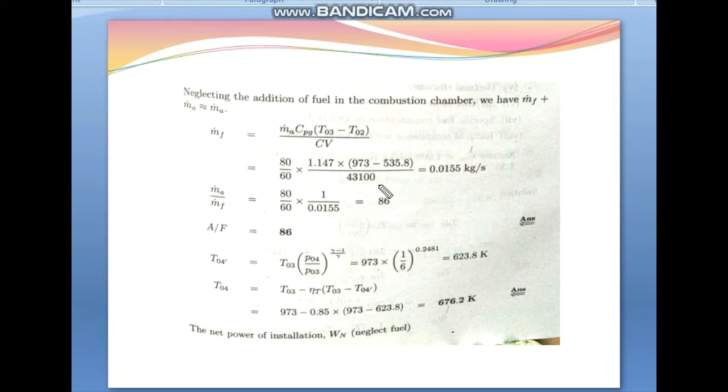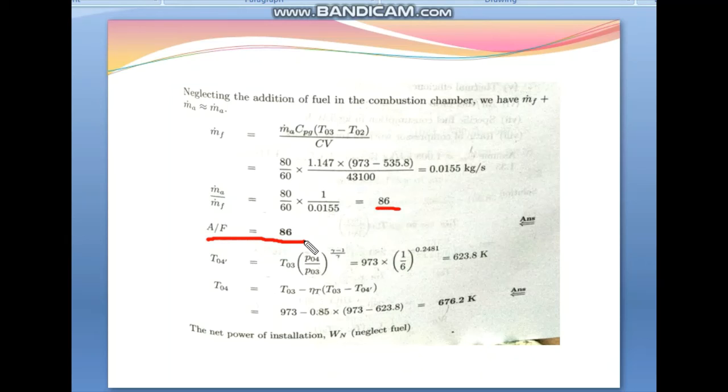So the value of the mass flow rate of fuel becomes 0.0155 kg per second. So the mass flow rate of air by the mass flow rate of fuel becomes 80 by 60 into 1 by 0.0155, so that becomes 86. Okay, so the air fuel ratio becomes 86 is to 1, or simply 86.